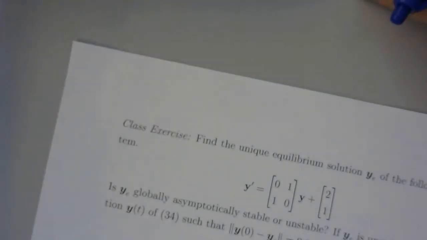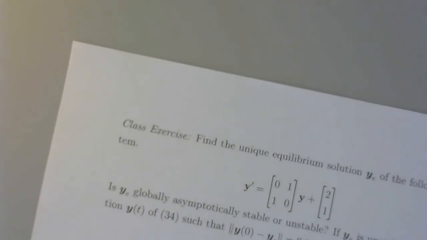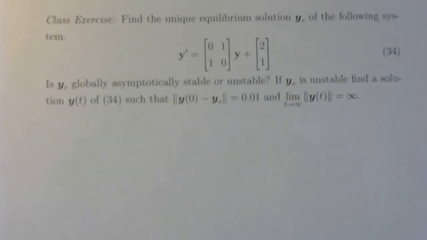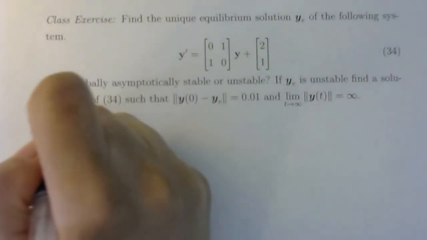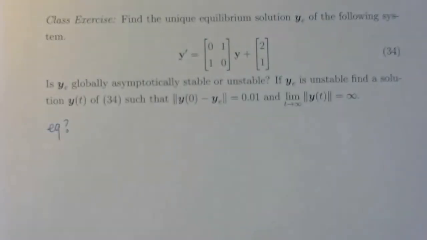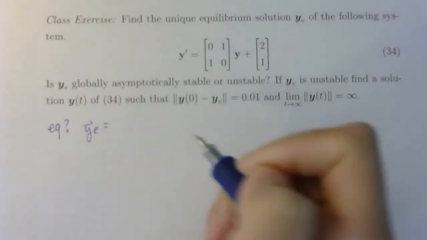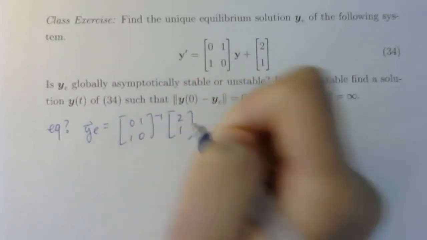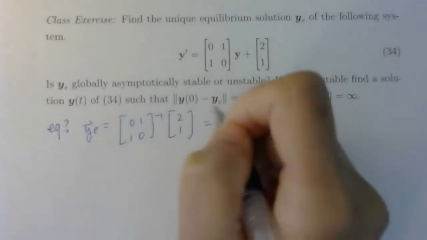Okay, so for this kind of simpler 2x2 system, let's look at an example of that completely. So we'll find an equilibrium, and then we'll try and understand whether or not it's globally asymptotically stable. Okay, so the system we want to look at is y prime is 0, 1, 1, 0. So what's an equilibrium? Equilibrium. So YE, we said, is going to have to be 0, 1, 1, 0 inverse times 2, 1.